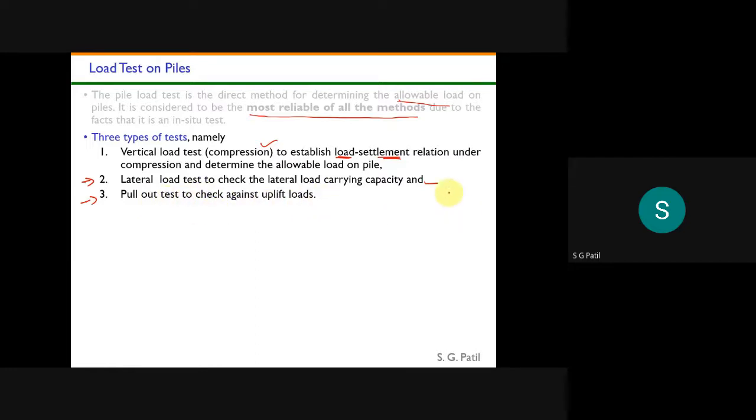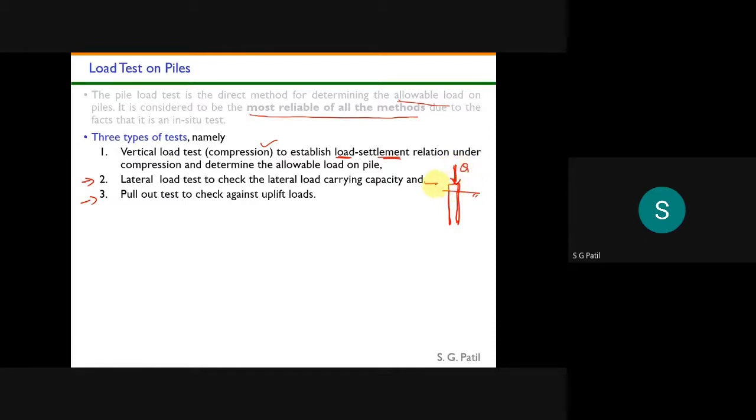Because whatever piles you have installed, these piles will be subjected to these three types of combined loading. Suppose this is your ground, and this is your pile, and this is your pile cap. Some pile cap will be there, above the ground. These piles will be subjected to three types of loading. What are those? First is the vertical load, that is compression load.